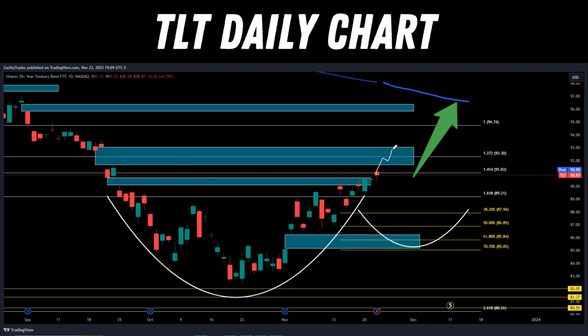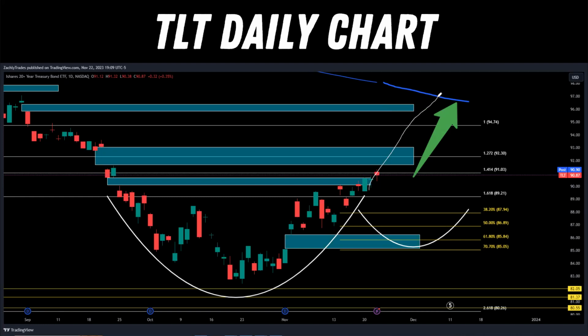So TLT, if it wants to, can continue heading higher and climbing towards these gaps. Now, this blue line right here is the 200-day moving average. And this is basically a little bit of a projection. So no matter what the stock does, this 200-day moving average is going to be gravitating lower. And if we do end up filling this gap up here to the $96 area, the 200-day moving average is also going to be right around that area. So, that's going to be a really key point.